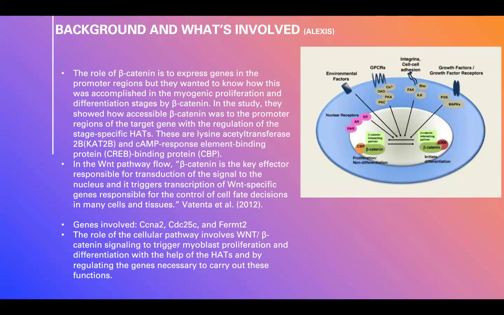CDC25C, which is cell division cycle 25C, which is a protein coding gene that is a regulator in the cell cycle progression, and then FERMT2, which is fermitin family homolog 2, which enables actin filament binding activity. So the role of the pathway is that WNT beta-catenin signaling promotes myoblast proliferation and differentiation by regulating these genes necessary to carry out these functions.